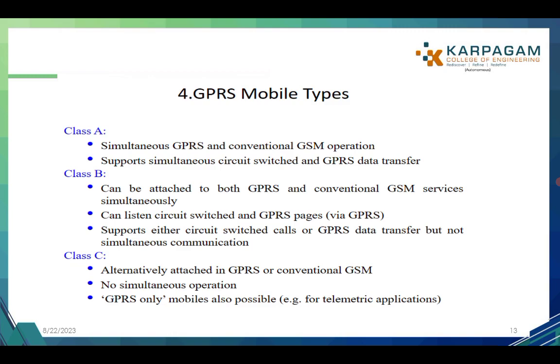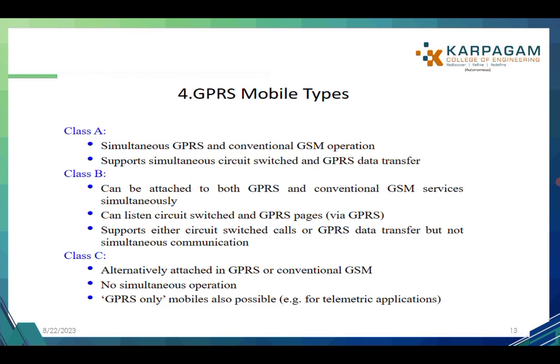The GPRS mobile types are Class A, Class B, and Class C. Under Class A, we have simultaneous GPRS and conventional GSM operations, supporting simultaneous circuit switched and GPRS data transfers. Class B can be attached to both GPRS and conventional GSM services simultaneously, and can listen to circuit switched and GPRS pages via GPRS, and supports either circuit switched calls or GPRS data transfer, but not simultaneous communications. Class C mobiles are alternatively attached to GPRS or conventional GSM. No simultaneous operations. GPRS only mobiles are also possible.